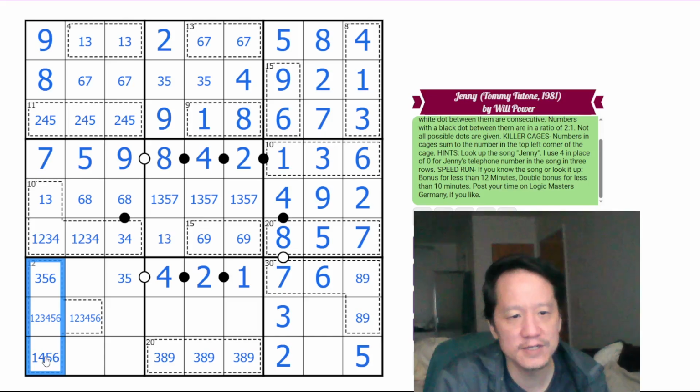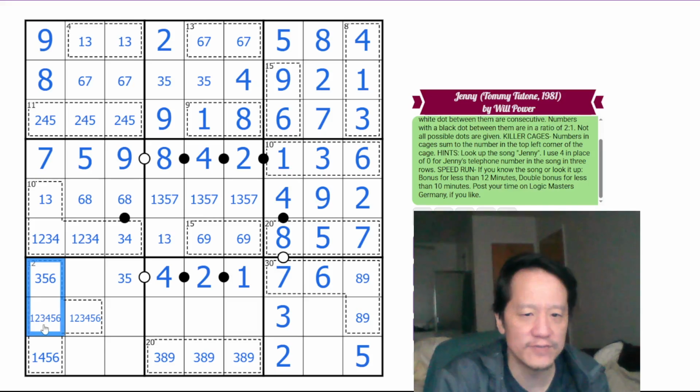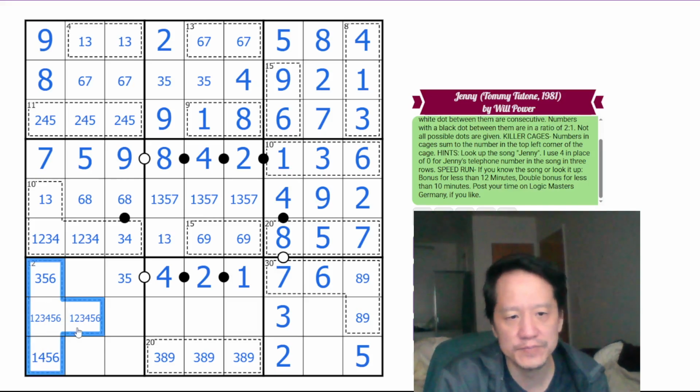We also know this had to have a 6. So this has to be a 1, 2, 3, 6. I didn't do it this way, but I could have done it this way. I did see that the 6 had to be here, so therefore 6 was one of these two.